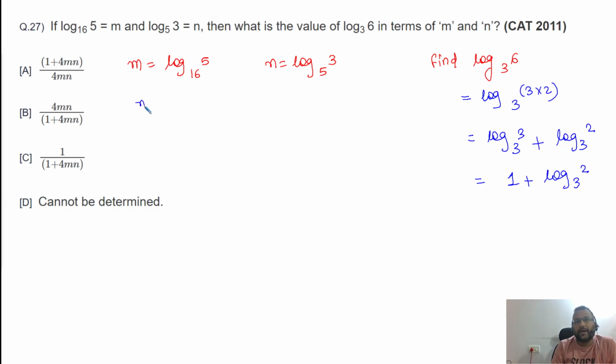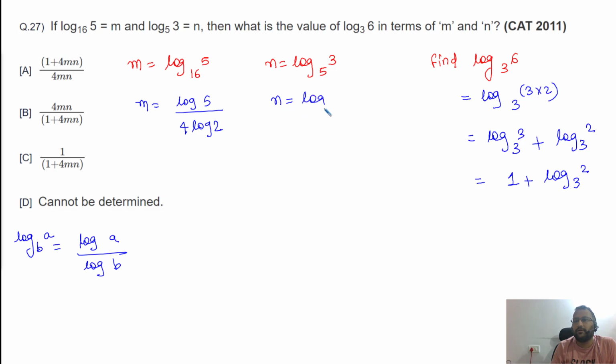So over here you can write m is equal to log 5 divided by log 16. Log 16 is log 2 to the power 4, and log 2 to the power 4 is 4 times log 2. So which property are we using over here? Log of a to the base b is equal to log a divided by log b. Then similarly the value of n is going to be log 3 divided by log 5. So if you observe over here, if you multiply m and n, then you can see log 5 will get cancelled out and we are left with log 3 divided by 4 times log 2.